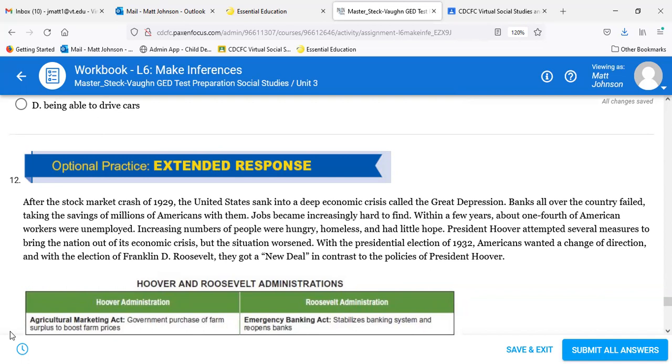President Hoover attempted several measures to bring the nation out of its economic crisis, but the situation worsened. With the presidential election of 1932, Americans wanted a change of direction, and with the election of Franklin D. Roosevelt, they got a new deal, in contrast to the policies of President Hoover.